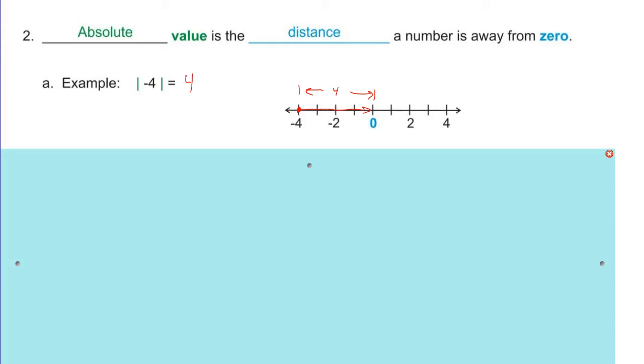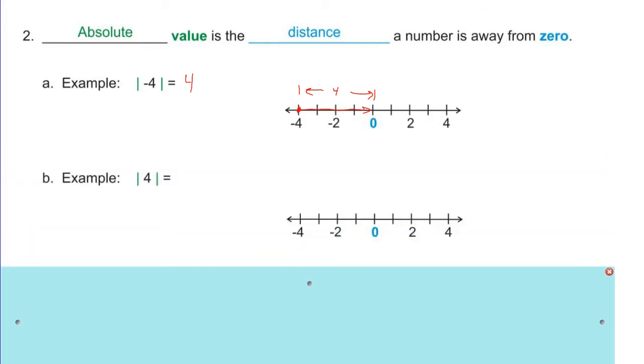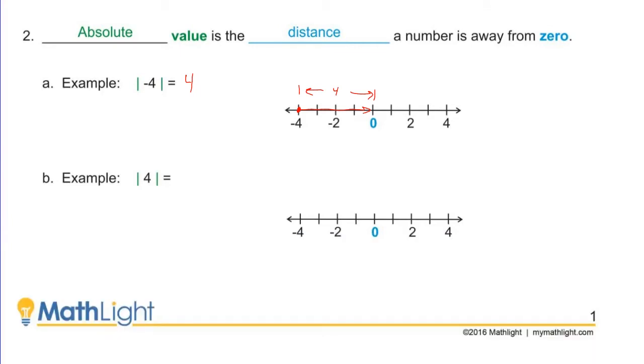It is 4. Now, absolute value is an operation, just like addition is an operation, just like multiplication is an operation. It's telling you to perform something upon the numbers, all right? And so what you're performing is figuring out the distance from that number to 0. Now, you need to be careful in some situations.